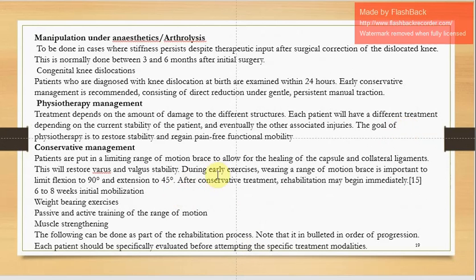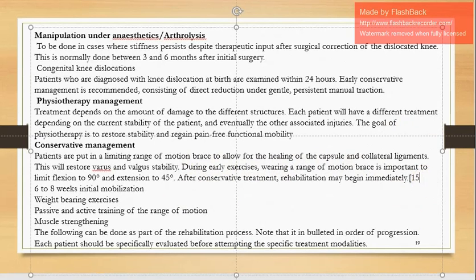Patients use a range of motion brace to limit motion and allow healing of the capsule and the collateral ligaments. These will restore the varus and valgus stability. During early exercises, wearing a range of motion brace is important to limit flexion to 90° and extension to 45°. After conservative treatment, rehabilitation may begin immediately, with 6 to 8 weeks of initial mobilization.